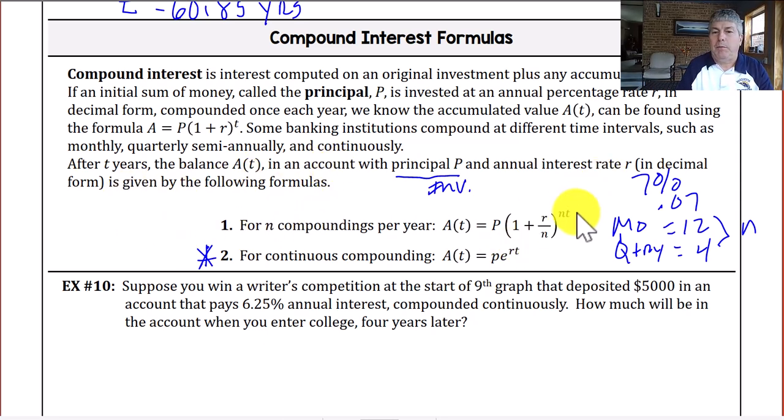So you'll need to be able to keep those letters straight and what they represent. In continuous compounding, P is still our principal, r is our rate as a decimal, and t is time, or for how many months or years we're compounding.